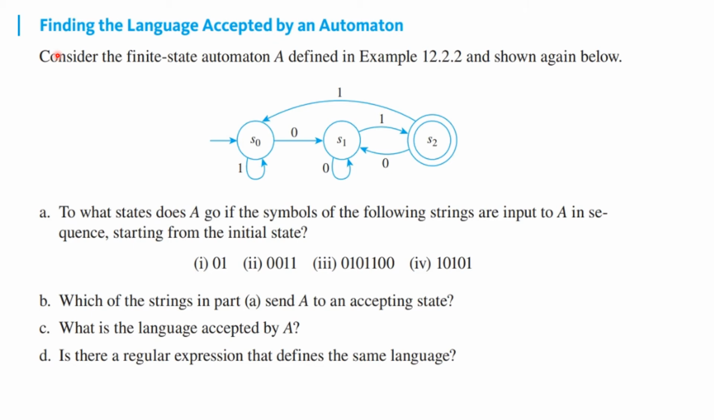Okay, so we can ask many questions. Find the language accepted by this automaton. So if we look at this, what we're trying to do is say what goes to the accepting states. Okay, so let's answer those questions. To what state does A go if the symbols in the following string are input, starting from the initial state to the final state? Which of the strings go to an accepting state? What is the language that's accepted, and is there a regular expression that defines this language? So there is our picture.